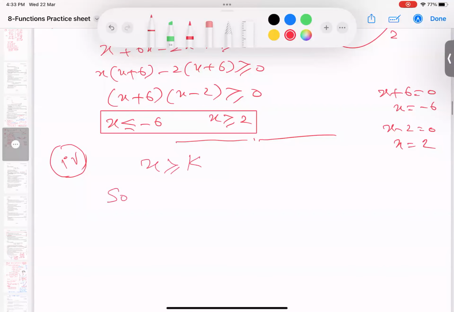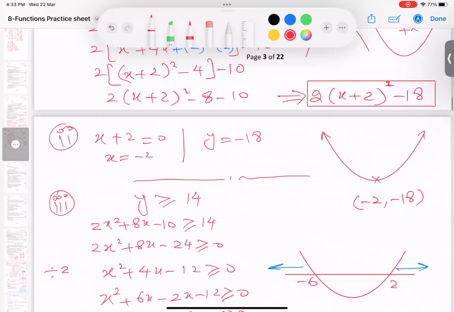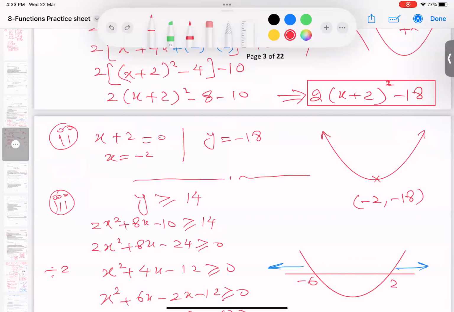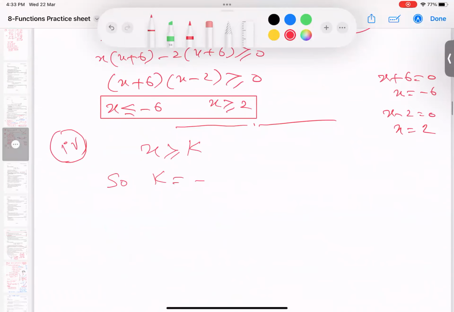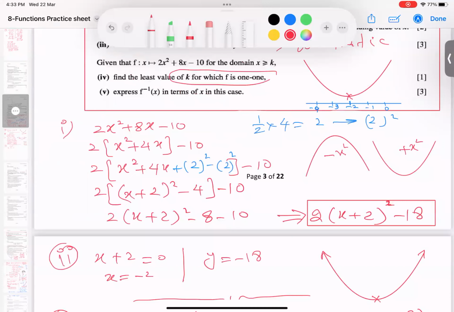So the k value is very, very clear. Turning point x coordinate, and what is the turning point x coordinate? This is -2. So that function is one-to-one. And an extra thing I just want to tell: whenever it is a one-to-one function, it has an inverse. Sometimes he asks you what least value of k for which the inverse exists. So I hope the point is very, very clear.